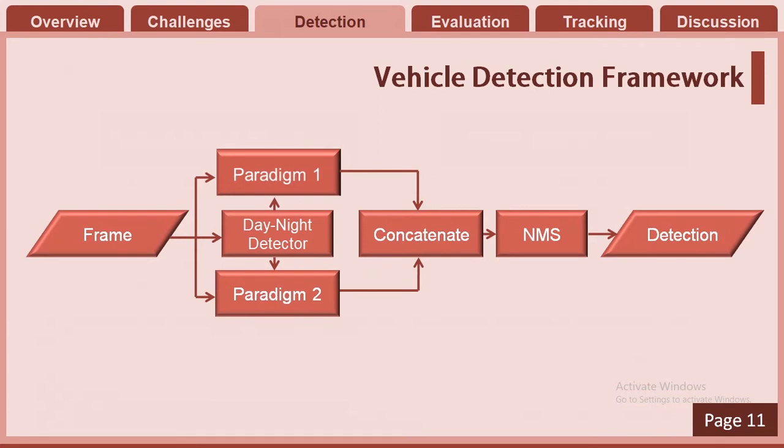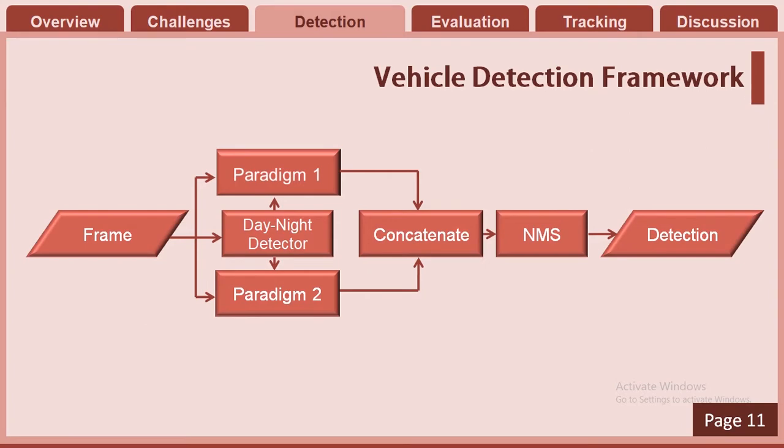Thanks, Said, for giving me the floor. In this flowchart, we can see the whole architecture of our detection model. Here, we have used a detector to detect whether the input frame is for day or night. Then, we use two different networks to detect the vehicles and ensemble their predictions to localize all the vehicles in the input frame.